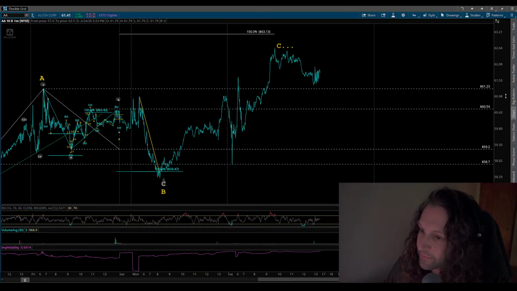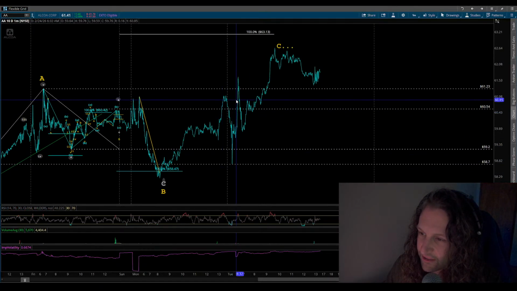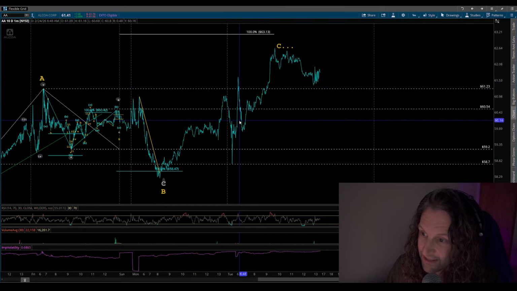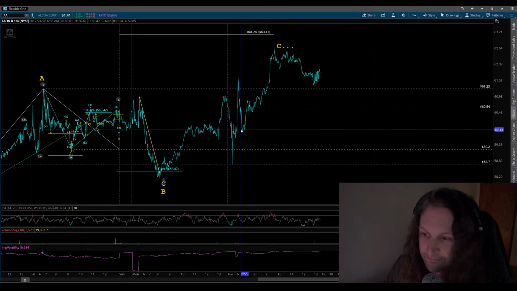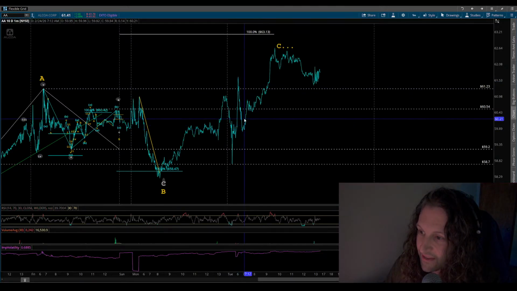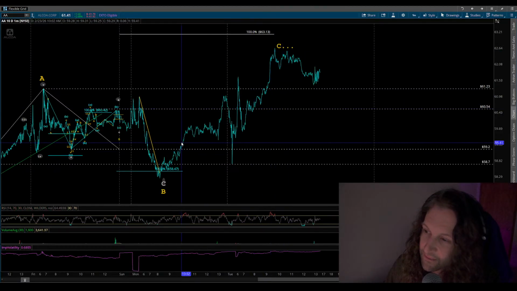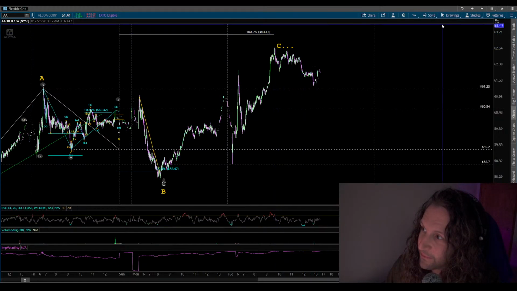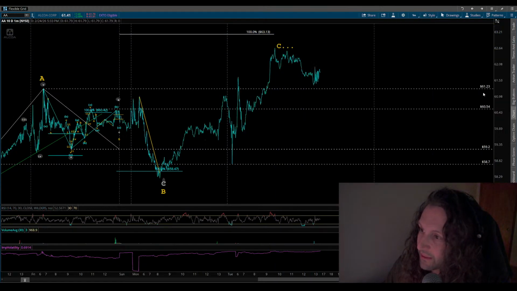Let's move back in. This wild ride feels like 1, 2, 3, 4, 5, A, B, C. Disgusting. And then 1, 2, 3, 4, 5. That could have been the top of wave C right there. Let's turn on our candlestick pattern, see if we touch any higher. Nope. Almost got there. Got pretty close.